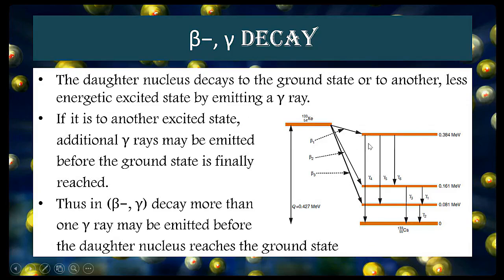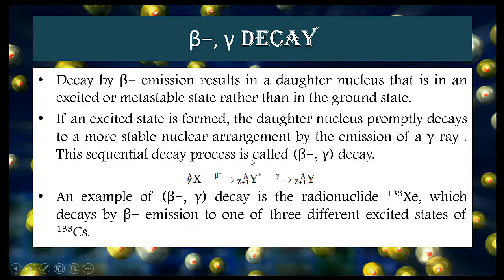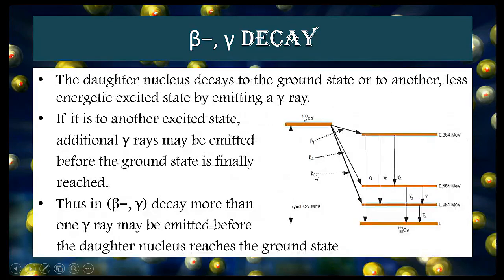They can either go one gamma decay, or they can go two or three gamma decay. Until this metastable form becomes a stable one, they will keep on undergoing gamma decay.